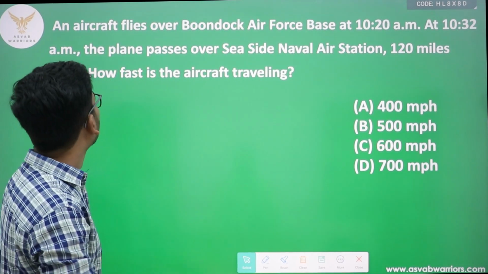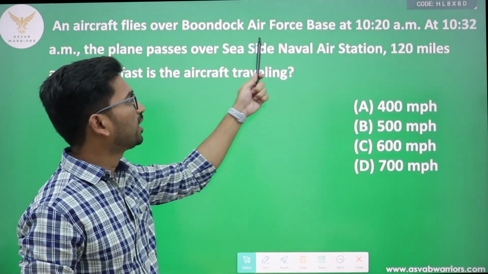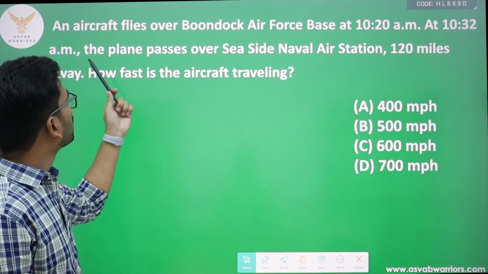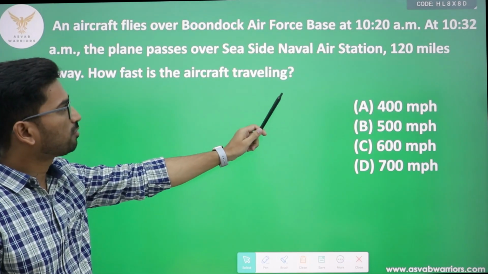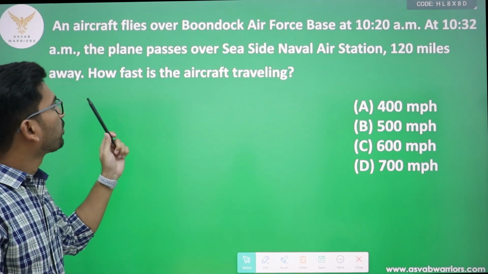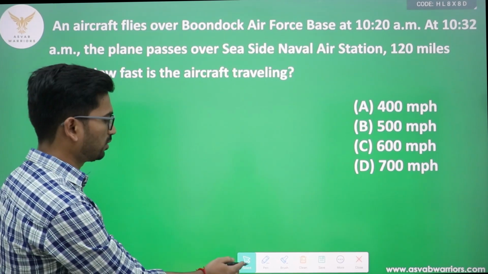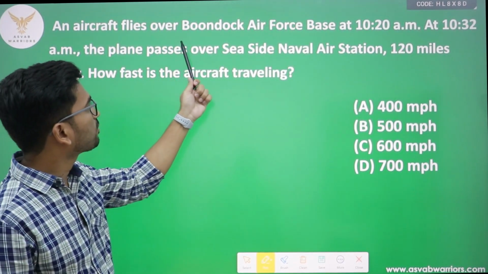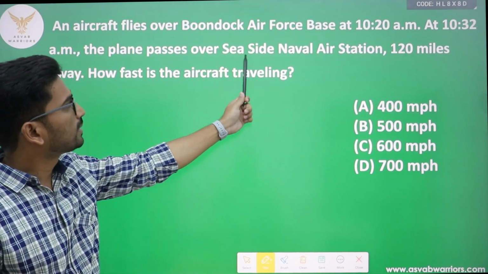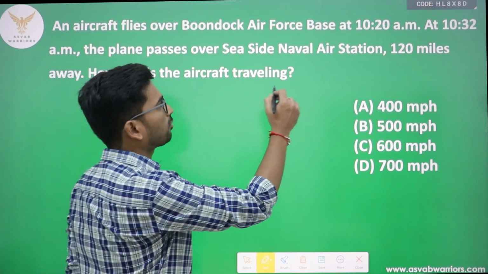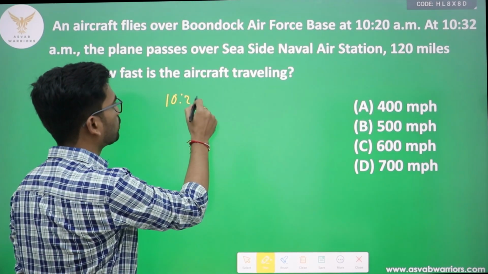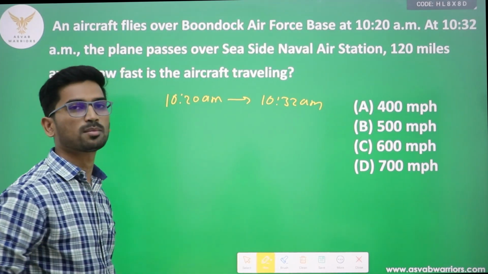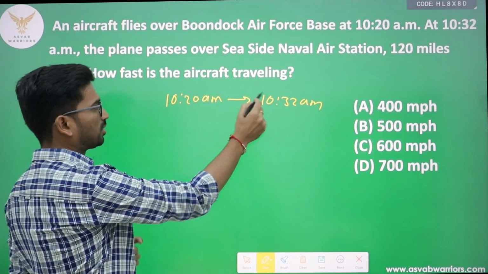Our next question is, an aircraft flies over Buntok Air Force Base at 10:20 am and at 10:32 am the plane passes over Seaside Naval Air Force Station 120 miles away. How fast is the aircraft traveling? Now from 10:20 am to 10:32 am, how much time is this? It is 12 minutes, right?